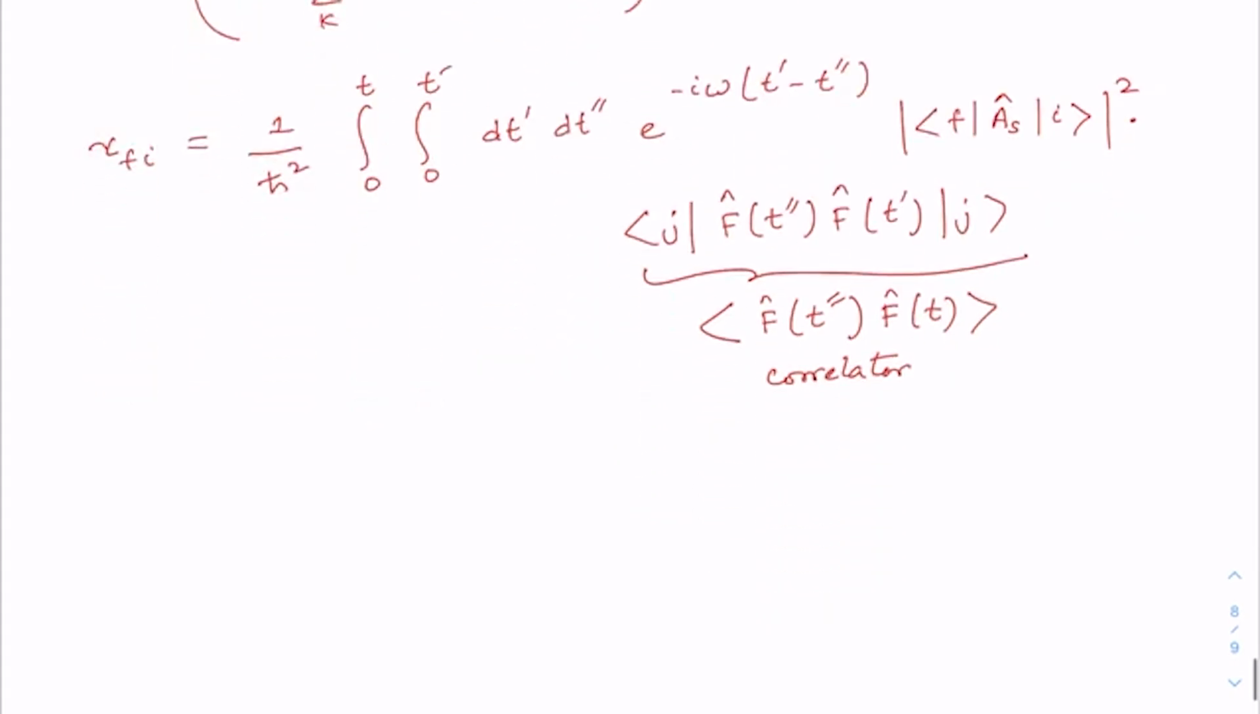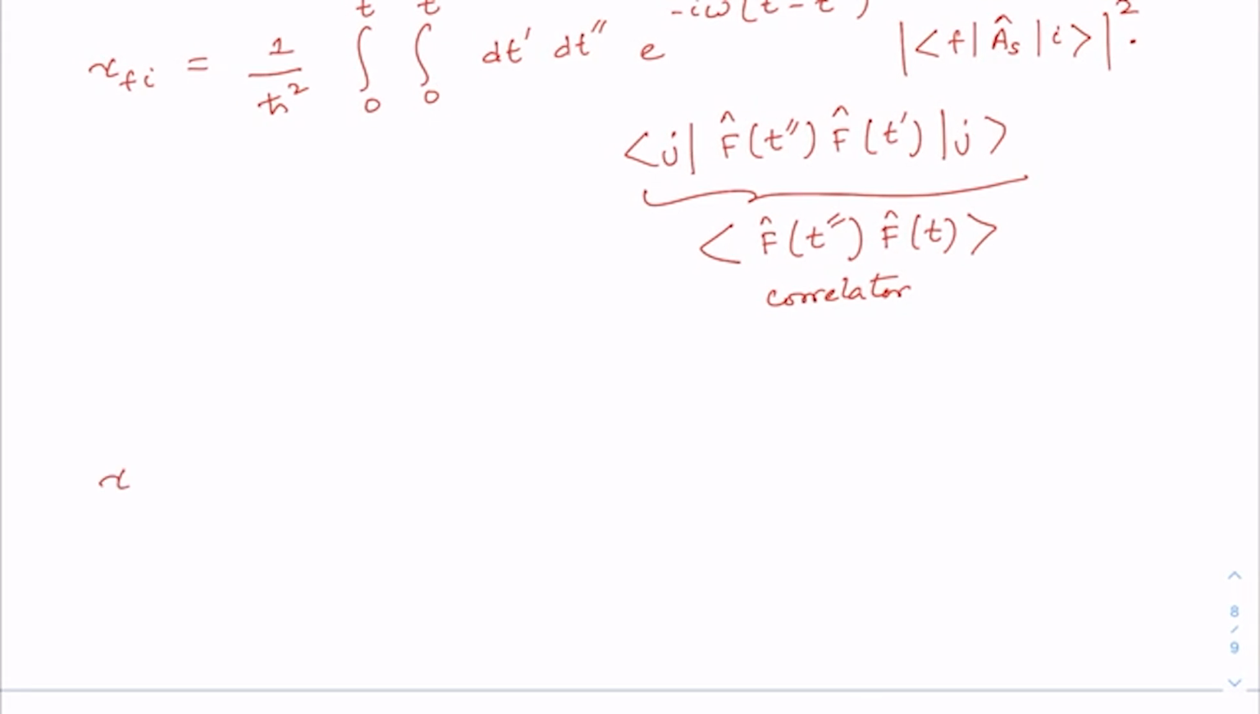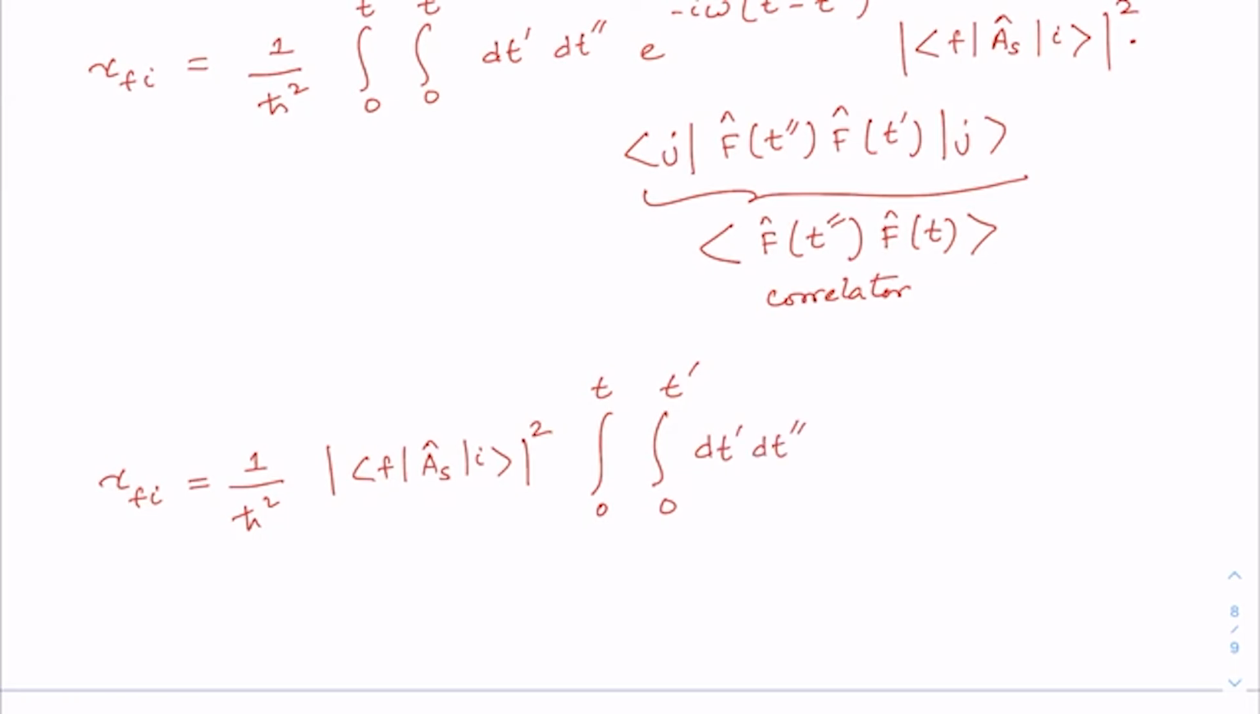This is called the correlator. So using this I can now write the gamma fi transition probability as 1 by h cross square, |f as I| mod square, and then the integration 0 to t, 0 to t, dt dash dt double dash e to the power minus I omega (t dash minus t double dash), and then we have this correlator evaluated at f(t double dash) f(t dash).